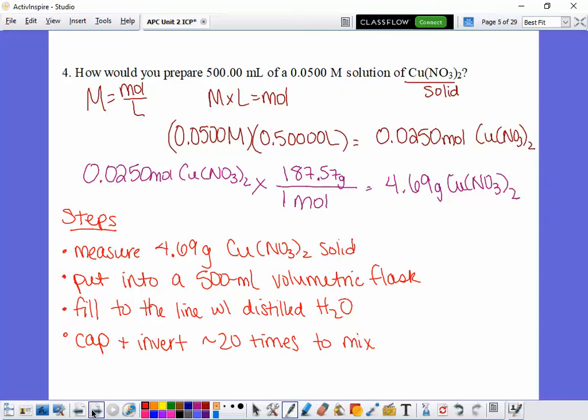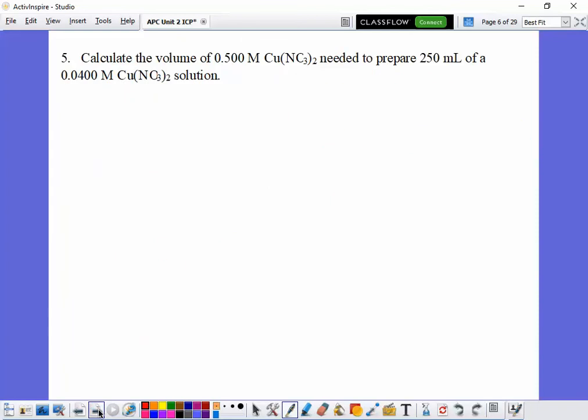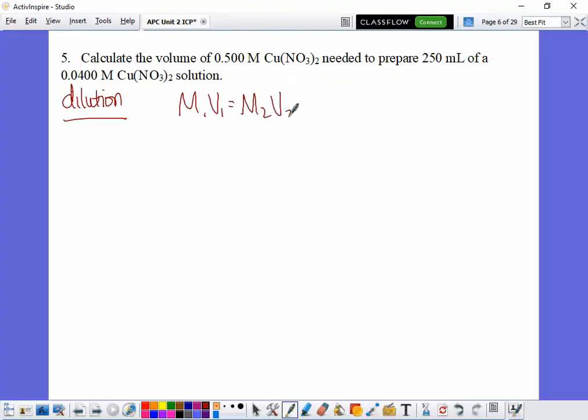What if we already have a solution? What if we already had a solution that we want to make another solution from that? Okay? This would be a dilution. This is where we're doing a dilution from a more concentrated solution to a less concentrated solution. What is the formula for doing dilutions? M1V1 equals M2V2. All right?